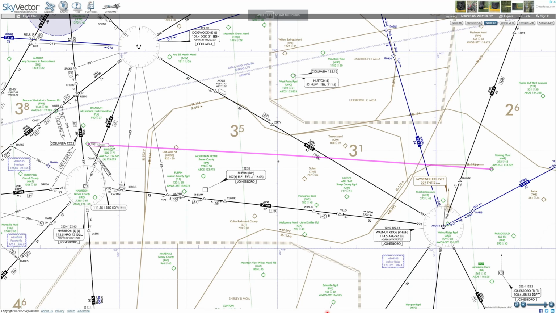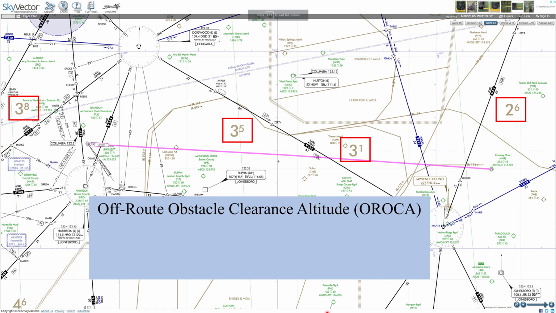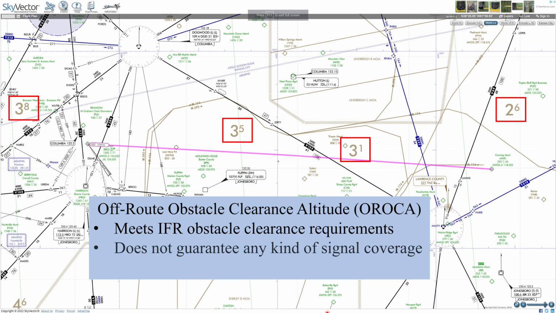Of course, with GPS, you don't have to fly on airways. It's perfectly acceptable to fly direct, or you can fly directly from VOR to VOR if you're not GPS equipped. When you do that, you want to take a look at these brown numbers that are in every lat-long grid on the chart. These altitudes are the off-route obstruction clearance altitude, or OROCA, though Jeppesen calls these the grid MORA, or minimum off-route altitude. These altitudes will give you your minimum IFR obstacle clearance requirements, but won't guarantee you any kind of signal coverage in that area.